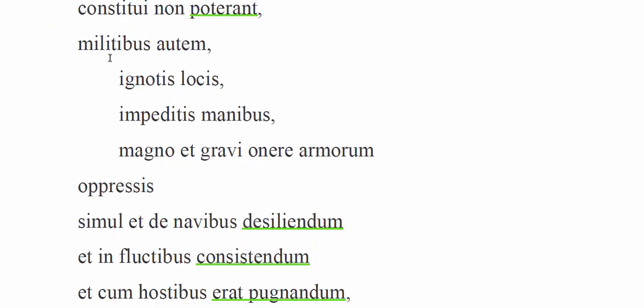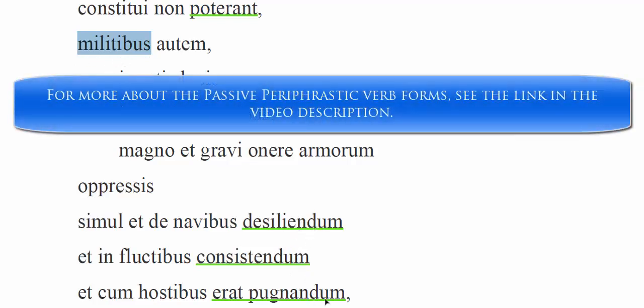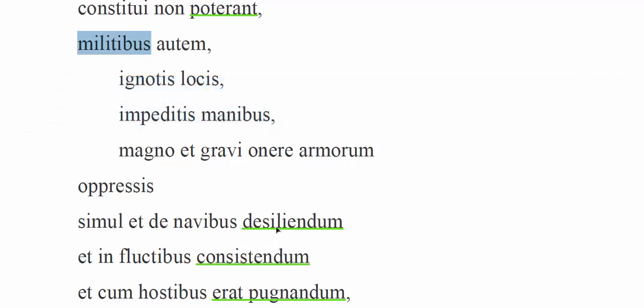Moreover, autem, for our soldiers. Now, this is worth noting here. We will realize why it is the case down here when we get there, but I'm just going to go ahead and tell you right now as we encounter it, militibus is dative. The reason for the dative has to do with these three gerundives down here, this passive periphrastic construction with erat. These are datives of agent, with the gerundives.